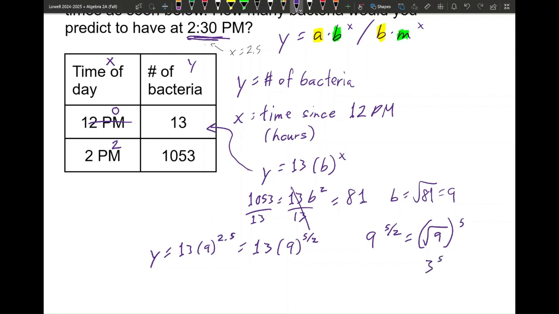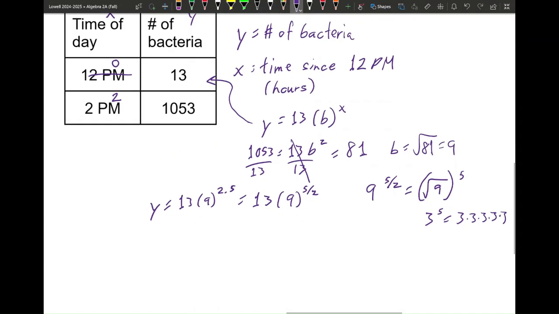So that's just 3 to the 5th, which I don't remember off the top of my head. That's okay. I have five 3s. The first two make a 9, the next pair make a 9, so that's 81. I still have one more 3, so that is 243. So this is really 13 times 243. I could do scratch work, or I can just take out my calculator, because you don't want to see that scratch work. That'd be boring. Aha, I found one that works. 13 times 243 is 3159 bacteria.